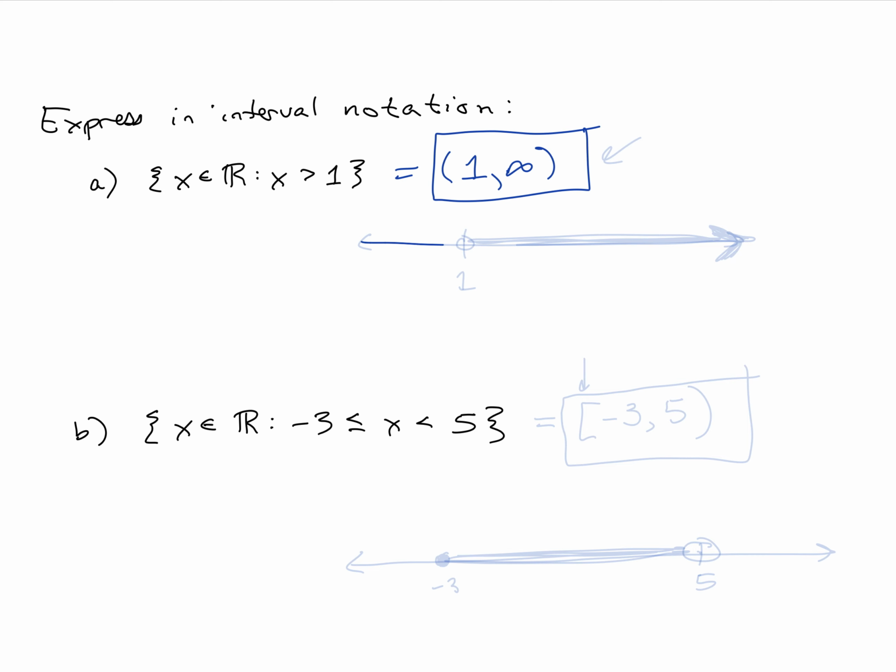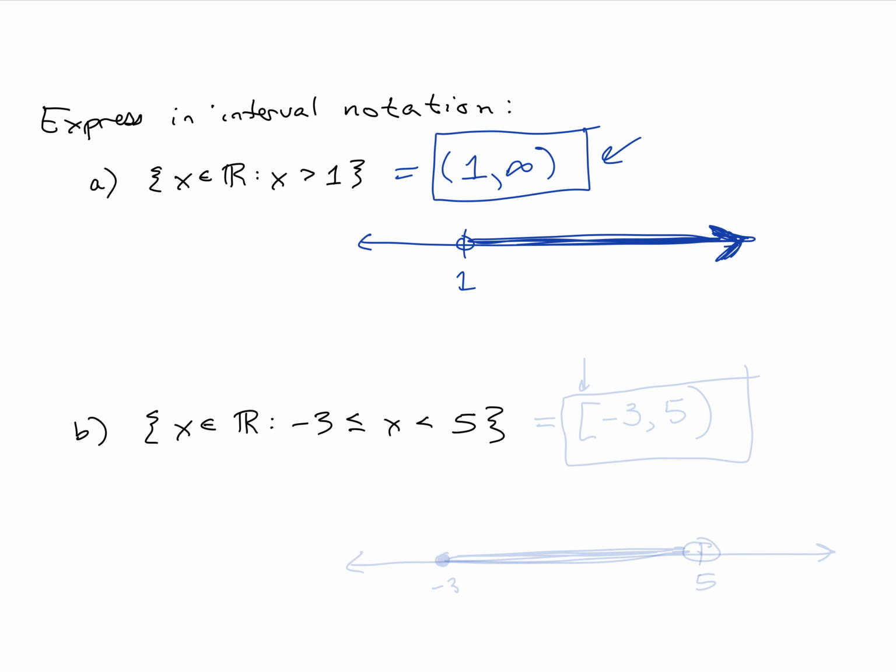If we were thinking about drawing it on the real line, it would be at 1 an open circle, and then it would go on and on forever to infinity. So this is the set we're talking about, and this is how we express it in interval notation.